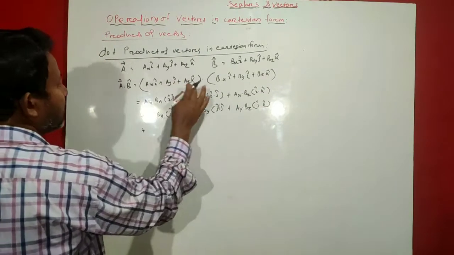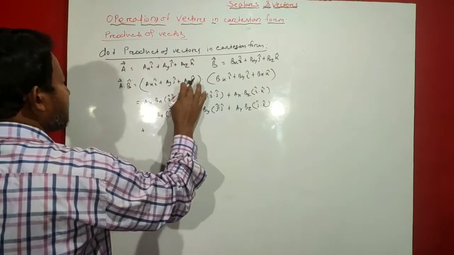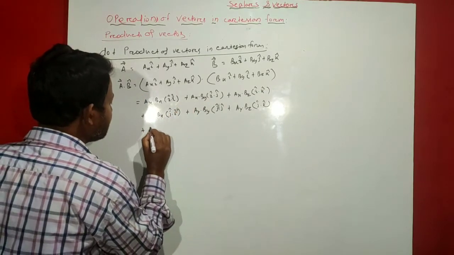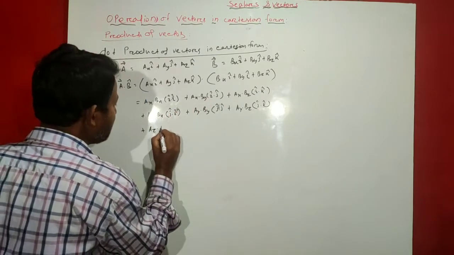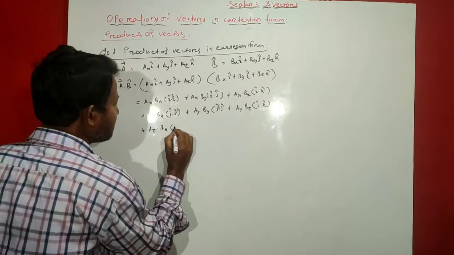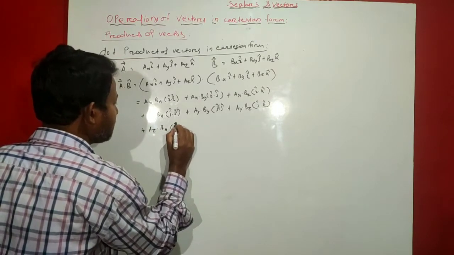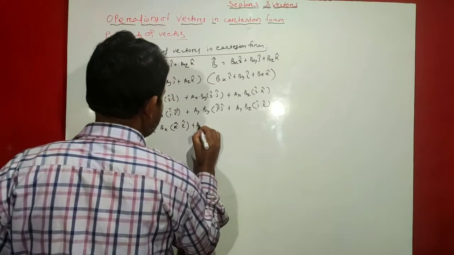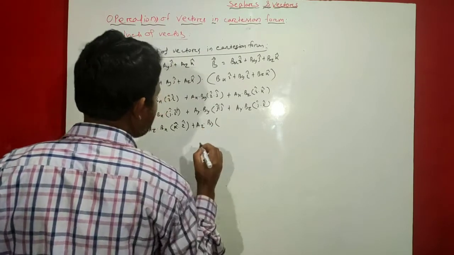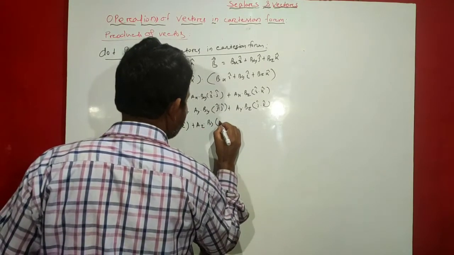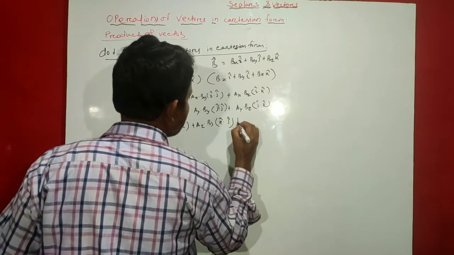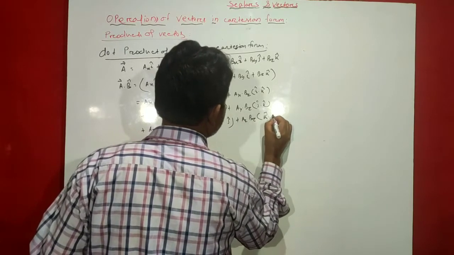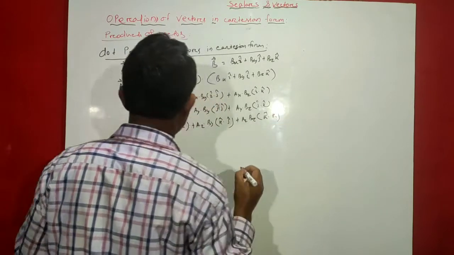Then with the last component of a, we will multiply the last component of a with the whole components of b vector, that is az into bx, that is k cap dot i, k dot i, then plus az by, then k into j plus az bz k dot k.